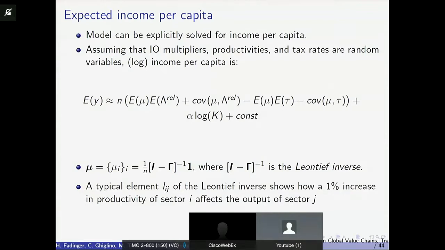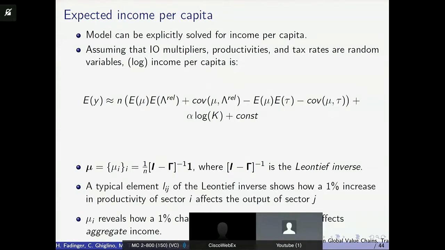And we multiply this with a vector of ones, which tells us how aggregate value added is going to change. Multiplying with a column vector of ones means that we add up the sectoral effects, and the weights are the value added weights in GDP, which in this case are 1 over n because the sectors are symmetric. So the input-output multiplier will tell us how much a change in productivity in sector I is going to affect aggregate value added.